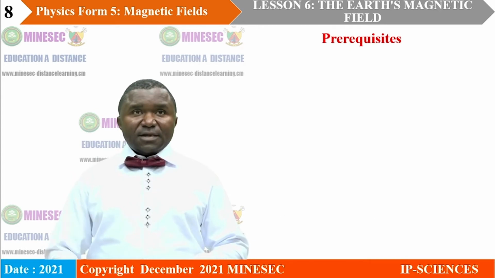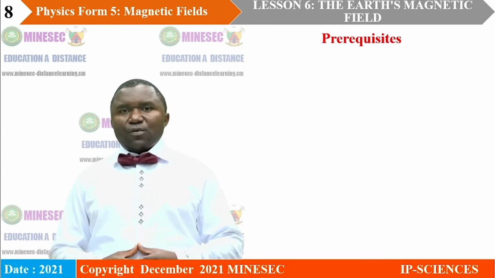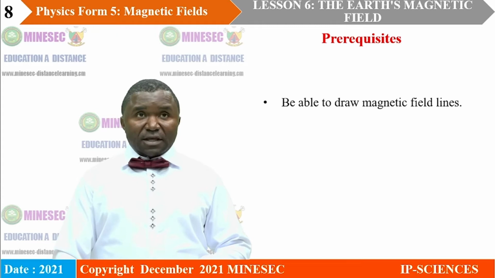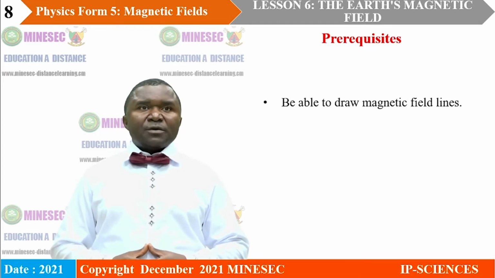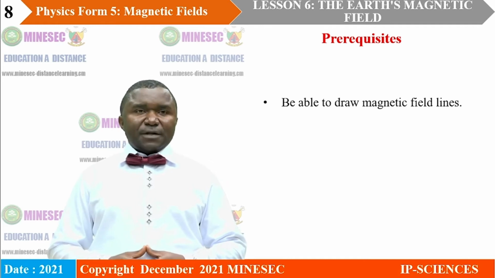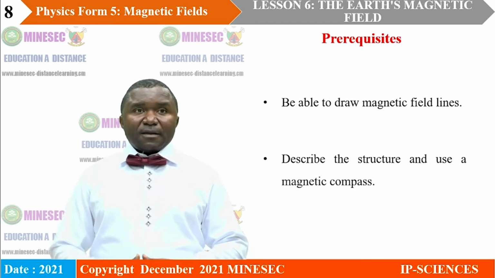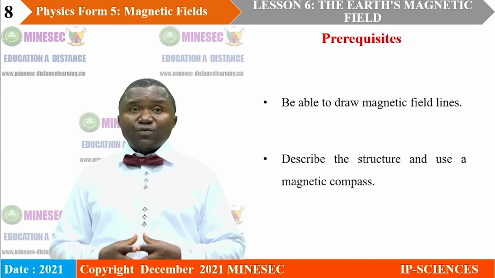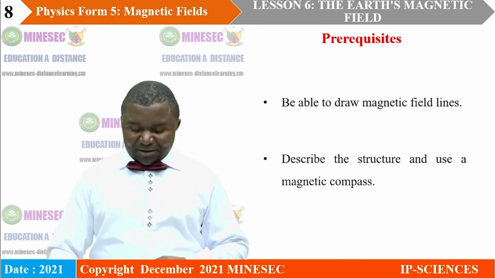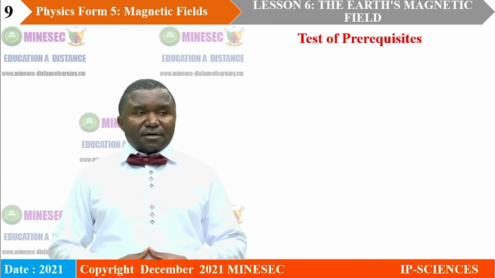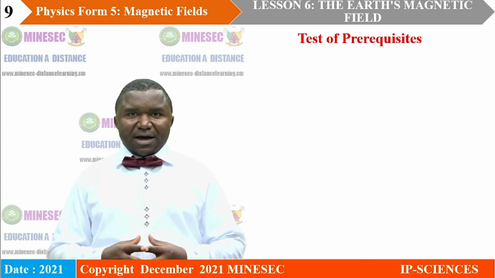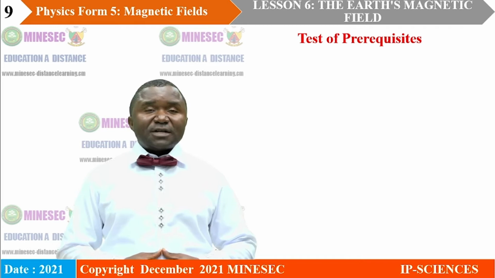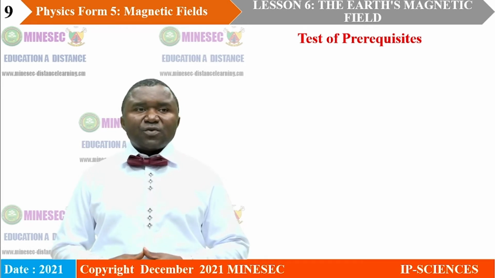What you need to know, which will help you to be able to understand this lesson properly, include the fact that you must be able to draw magnetic field lines. Also, you need to be able to describe the structure and the use of a magnetic compass. To assess whether you have mastered this prerequisite knowledge required for a proper understanding of this lesson, answer the following questions.